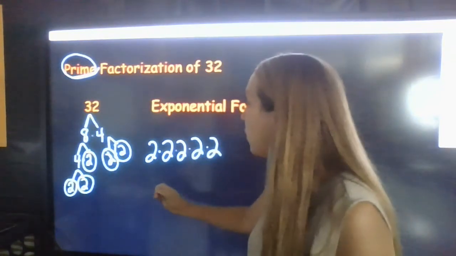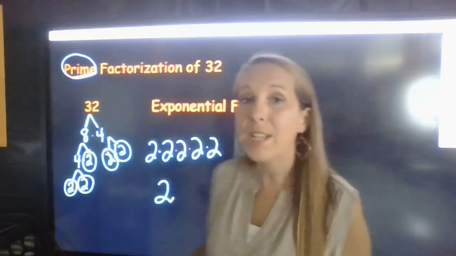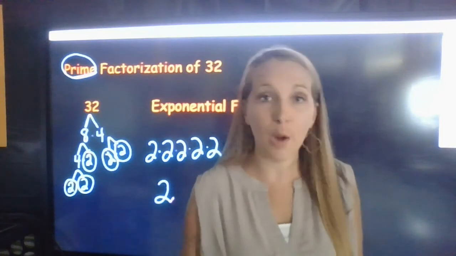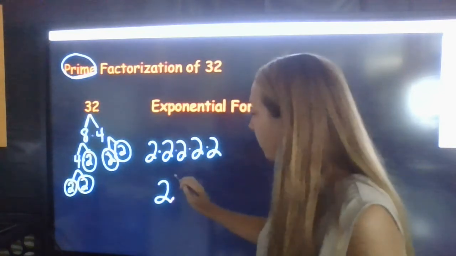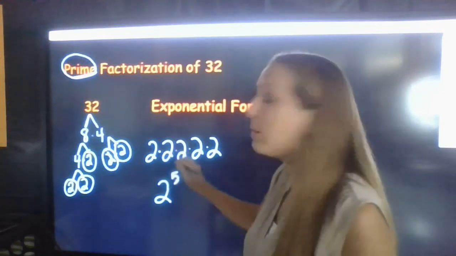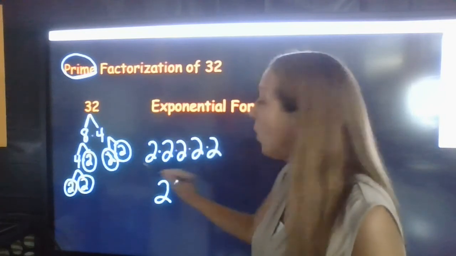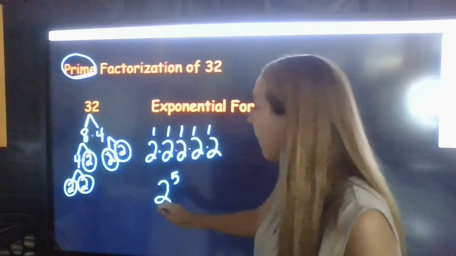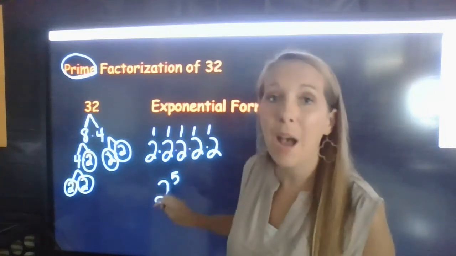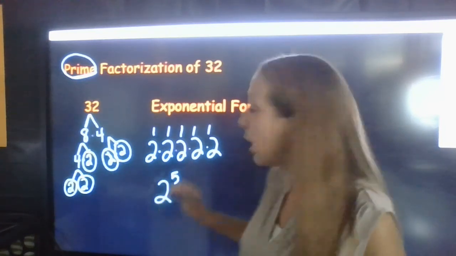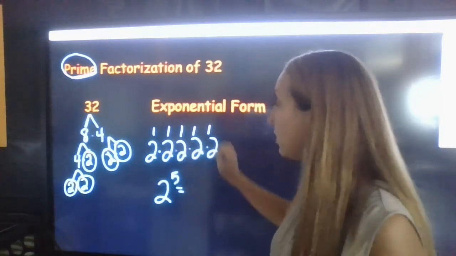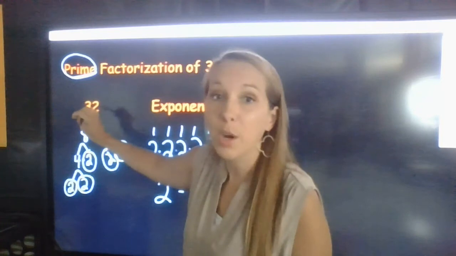In exponential form, we have a base number. The base number is our big number. It's the number that's being multiplied over and over and over. Your exponent is the number of times you are multiplying that base. We are multiplying it 5 times. We have 1, 2, 3, 4, 5. So we're going to have 2 to the 5th power as our exponential form. 2 to the 5th power means 2 times 2 times 2 times 2 times 2, which also means 32.